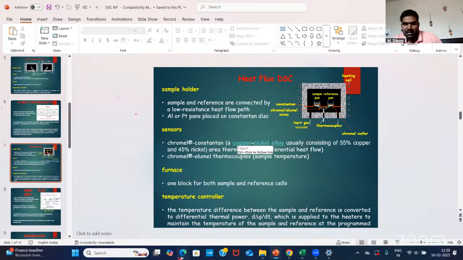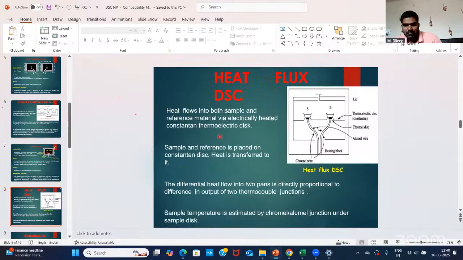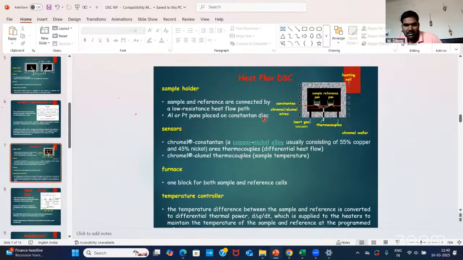In power compensation DSC, what happens? Using the sensors, you will see the temperature difference between the sample and reference, and through the amplifier this is fed to the heat flow system, and the heat flow to the furnace is given to keep the temperature of the sample and reference equal. So this is about heat flux DSC and power compensated DSC.